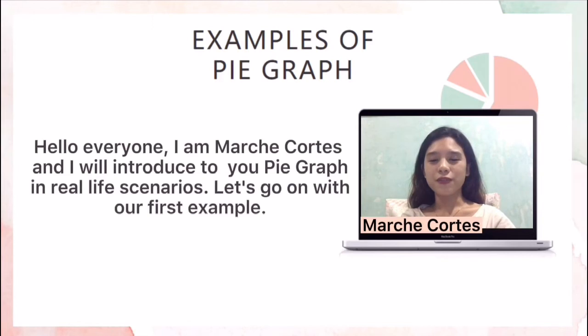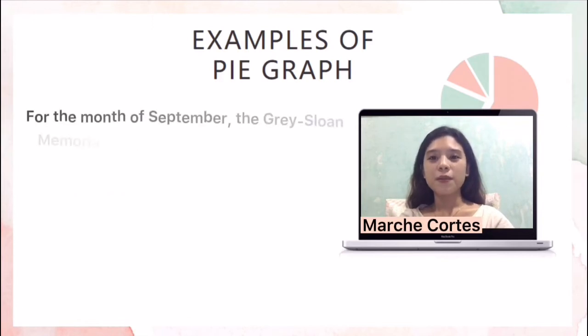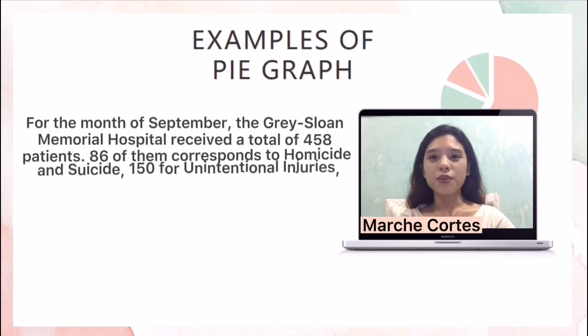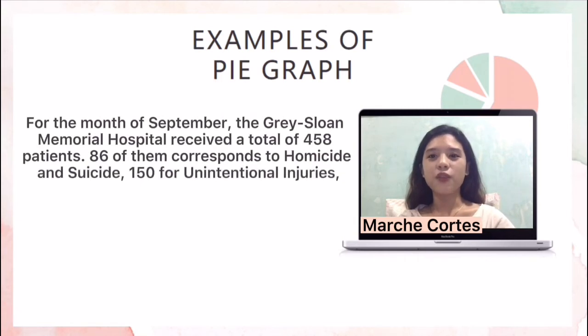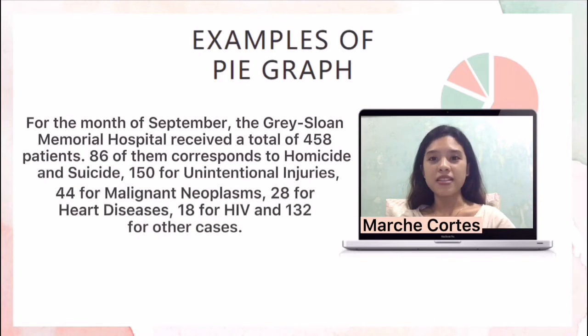Now, the pie graph in real life scenarios. Let's go on with our first example. For the month of September, the Gray Sloan Memorial Hospital received a total of 458 patients. 86 of them correspond to homicide and suicide, 150 for unintentional injuries, 44 for malignant neoplasms, 28 for heart disease, 18 for HIV, and 132 for other cases.